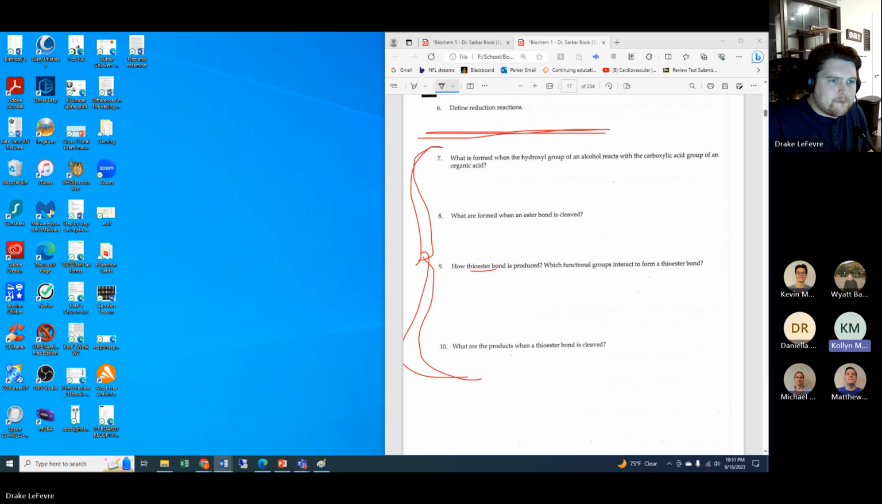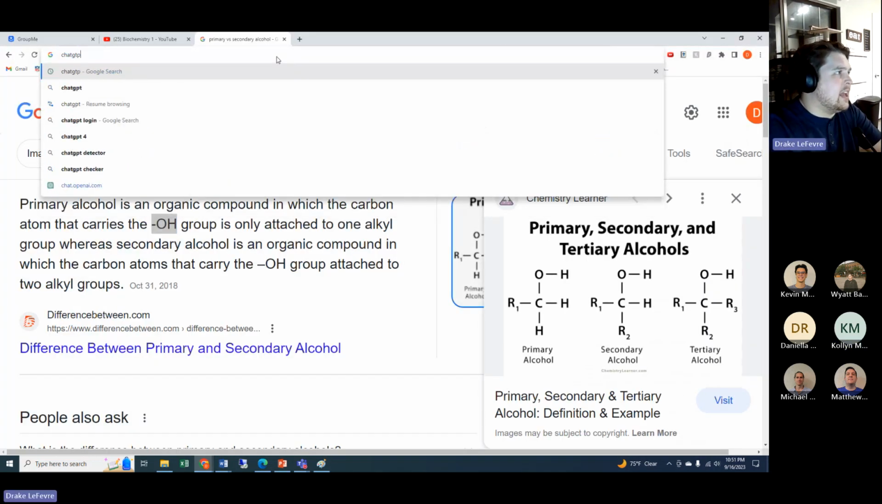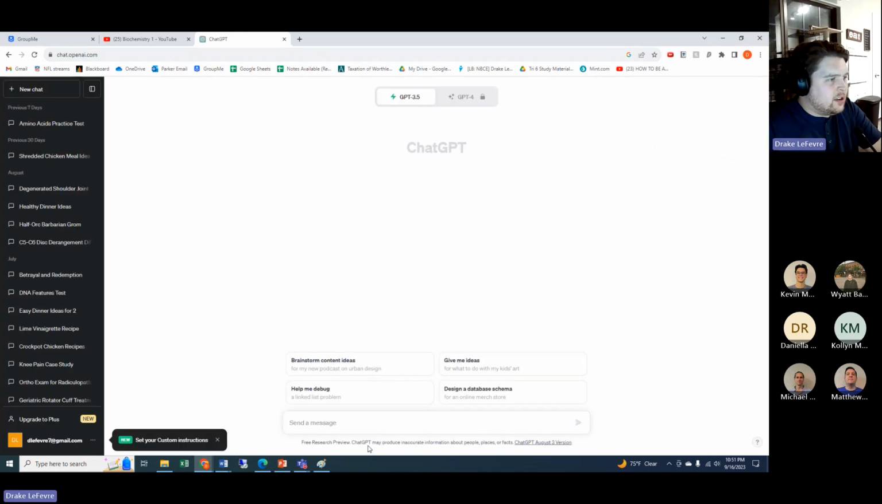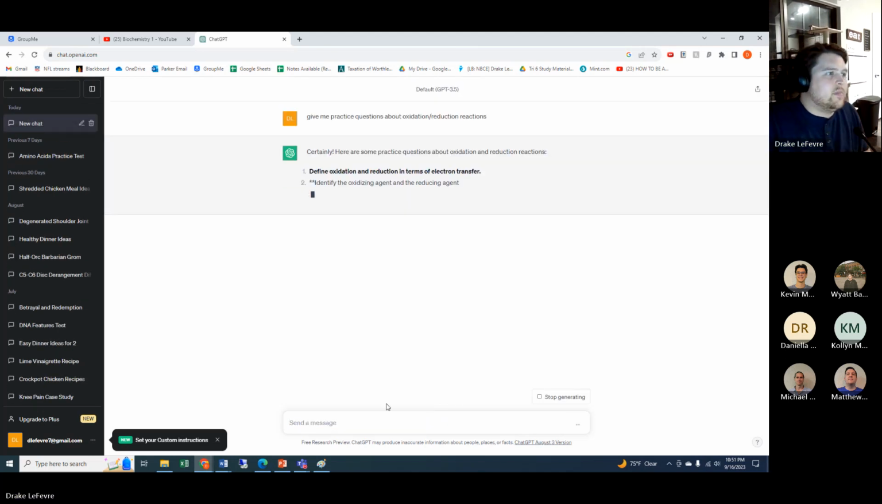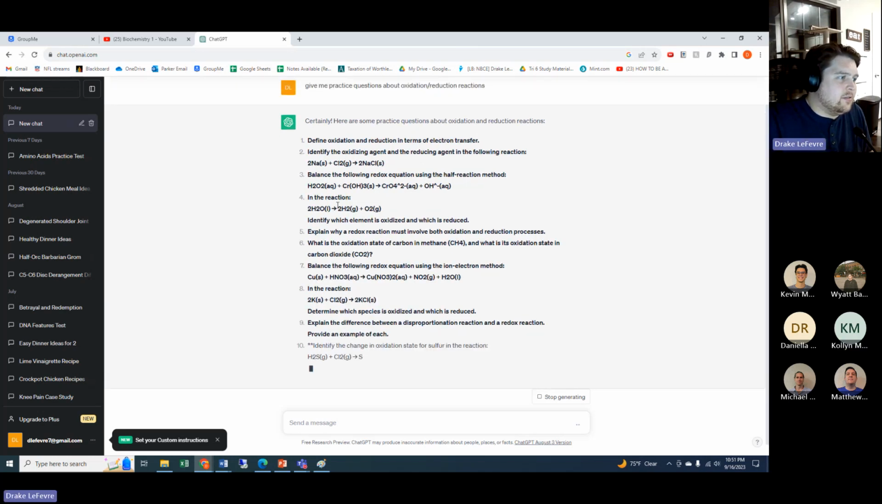Besides the book, do you know where we can get more good practice questions? ChatGPT. ChatGPT. It's an AI generator. And literally go into here, and if there's a subject you want to practice, like, give me practice questions about oxidation reduction reactions, and you can make it so it'll literally give you questions.